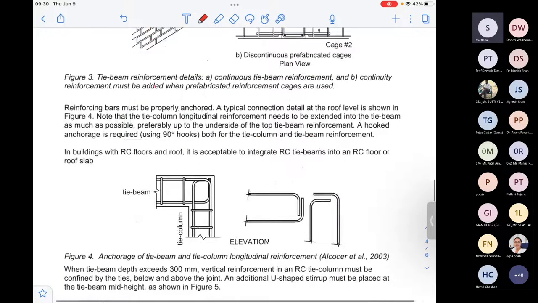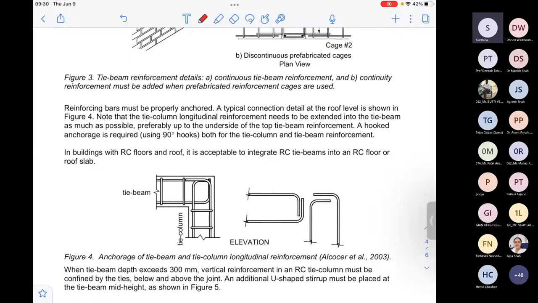And here are some details at the edge. Let's say this is the top floor level of a building. How would you finish this? We are talking about the joint right here at the top floor. This shows end details of both tie column and tie beam reinforcement, to have good anchorage to close this joint here.